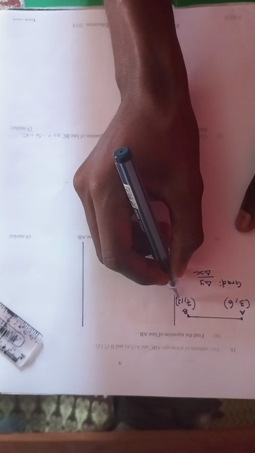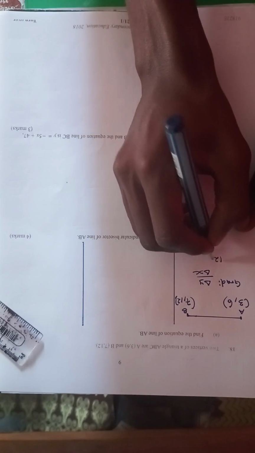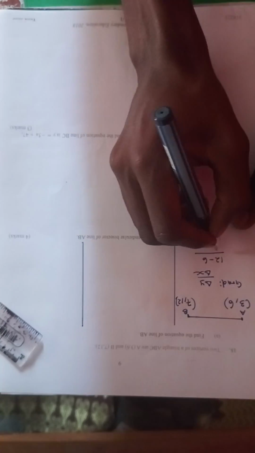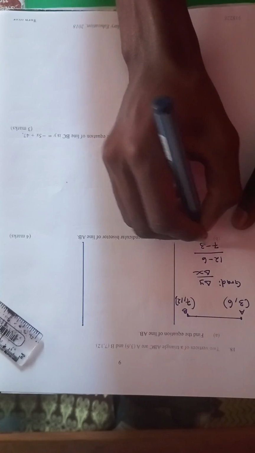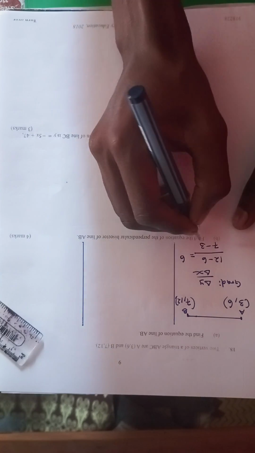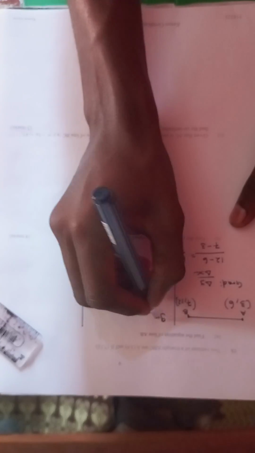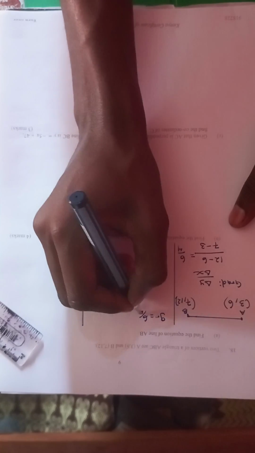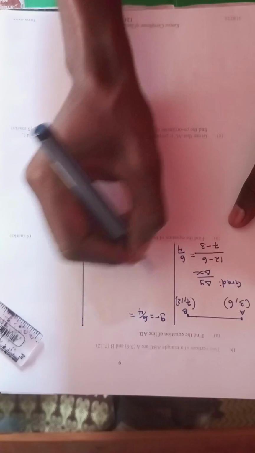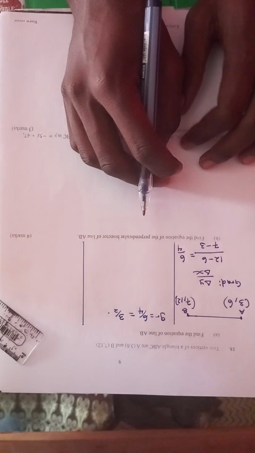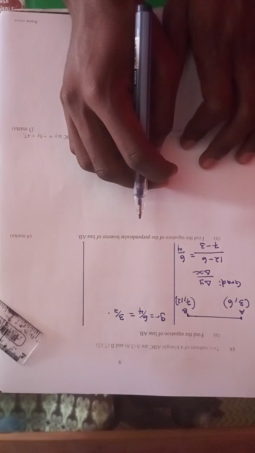So we are going to talk of 12 minus 6. That is change in y. Over change in x, we are going to have 7 minus 3. So 12 minus 6 is 6, and 7 minus 3 is 4. So the gradient will be 6 over 4. If we simplify 6 over 4, we are going to end up with 3 over 2. This is the gradient. So what is remaining is to have the equation.